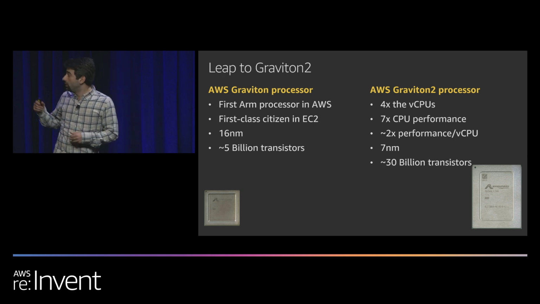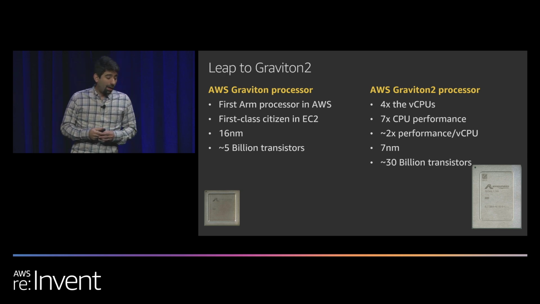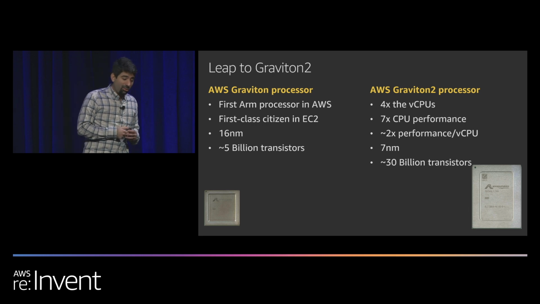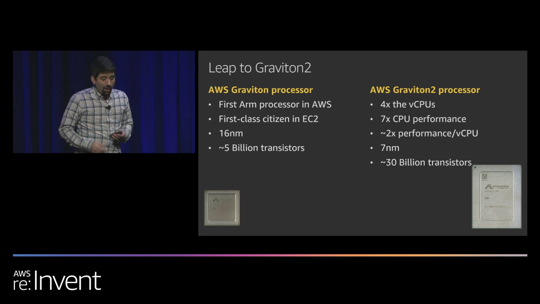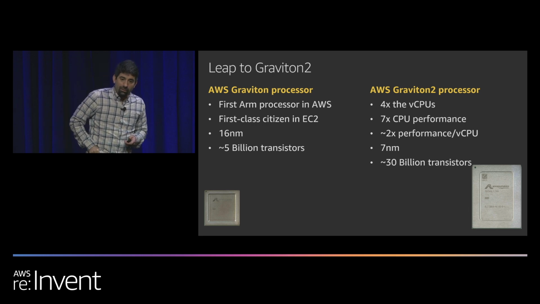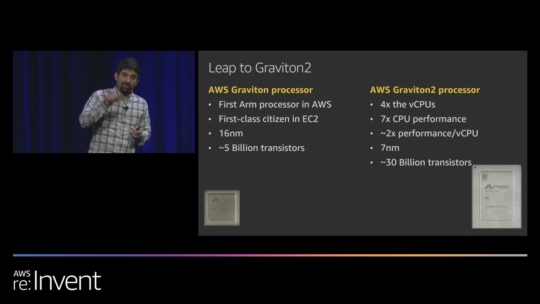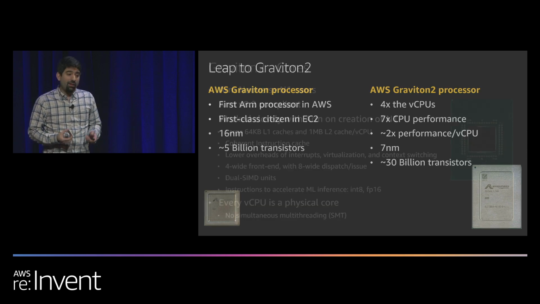The pictures you see here are to scale. You can see how much bigger the Graviton 2 processor is. On the back of it, there's over 4,000 pins. I've got one in my pocket here. And in the next few slides, I'm going to lift the lid on this and tell you about what's inside.